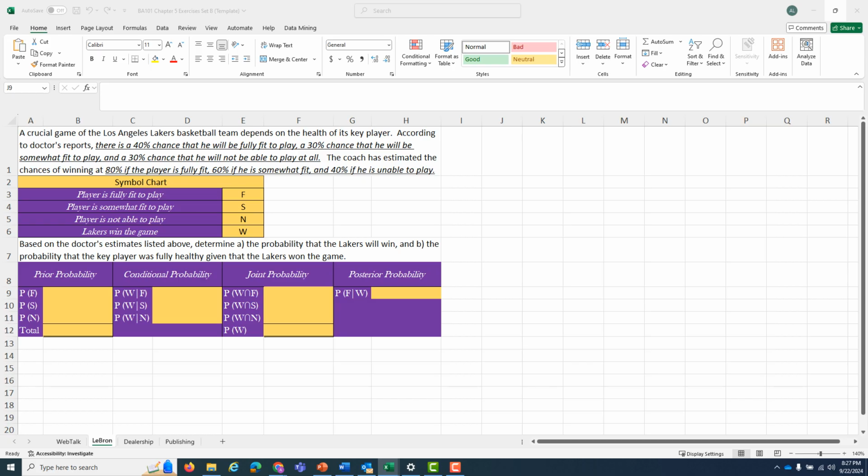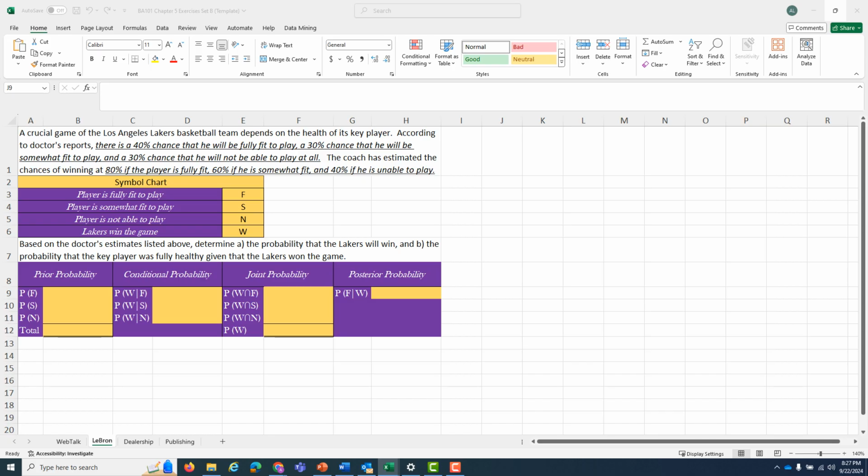According to doctors' reports, there's a 40% chance that he'll be fit to play, a 30% chance he'll only be somewhat fit to play, and a 30% chance that he'll not be able to play at all. And that's our F, our S, and our N. The coach has estimated that if our key player is fully fit to play, we have an 80% chance of winning.